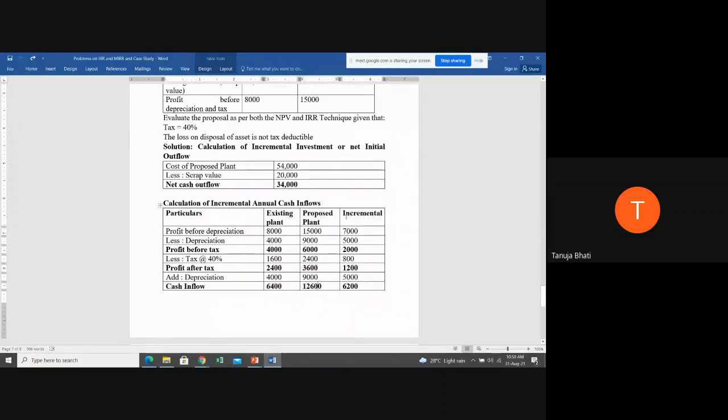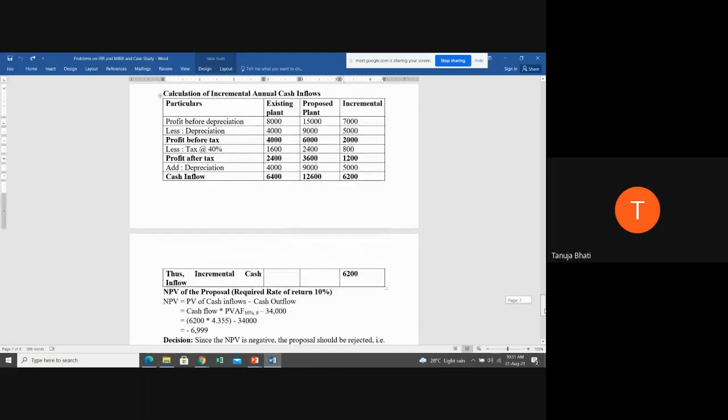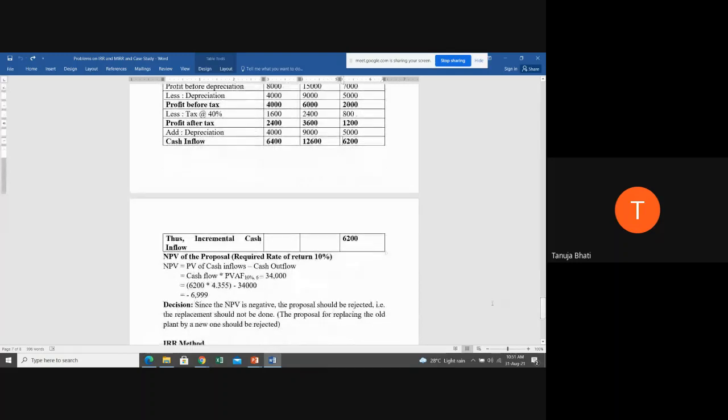Now how do you calculate the incremental? Incremental means proposed plant minus existing plant. That is the increased income or increased inflows that you will be getting if you go in for the proposed plant. So 15,000 minus 8,000 is 7,000, 9,000 minus 4,000 is 5,000, 6,000 minus 4,000 is 2,000, and so on. You have to subtract in order to get the incremental. So now you have the incremental cash inflows. Now you have to bring this down, discount it, and get it to the present value.